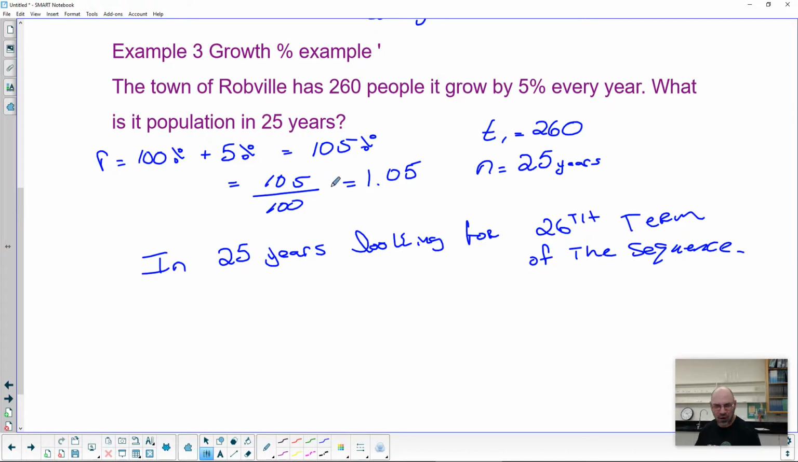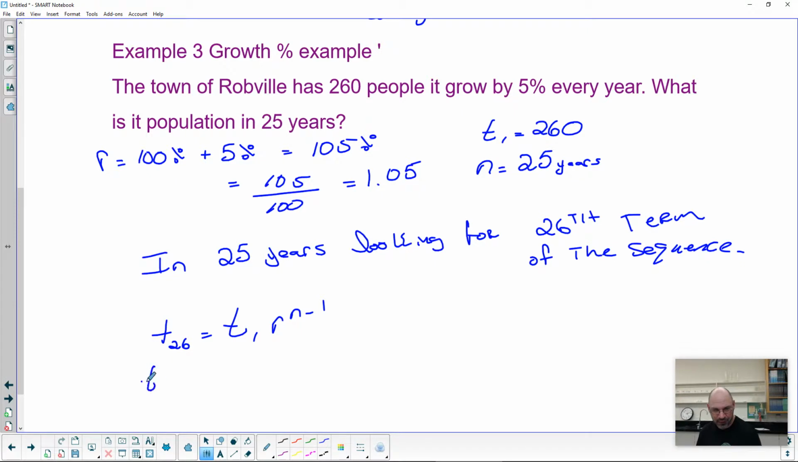Okay, so we know what R is now. We know what the first term is. We know what N is. So let's get T26. That's going to be T1 times R to the n minus 1. So we're ending up with 25 there, which is what we want, right? Because it's going to be 26 minus 1.